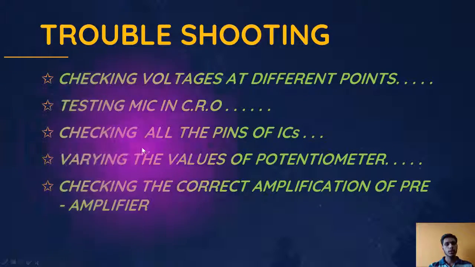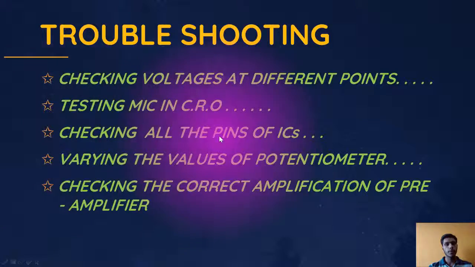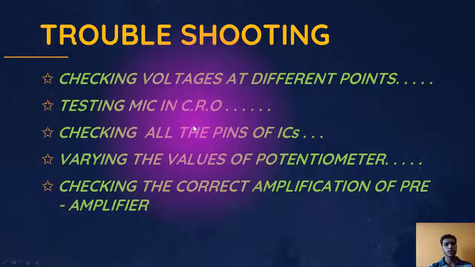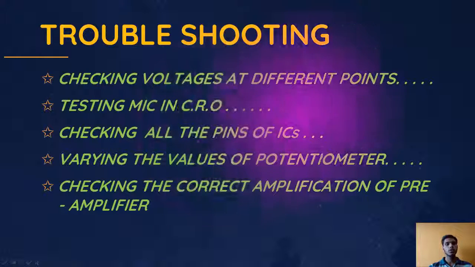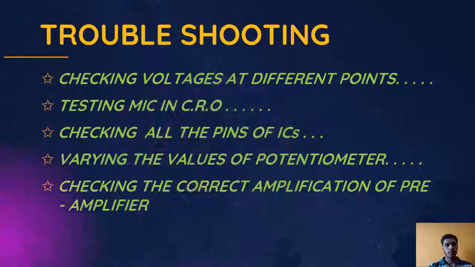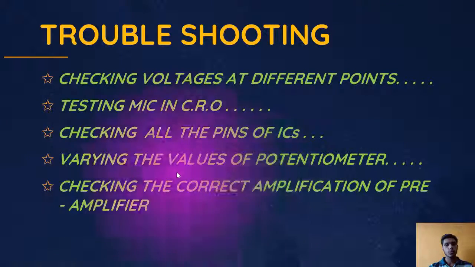Now, this is the major drawback of all the ICs, that we need to check all the pins of the ICs. When we buy any IC, the first and foremost thing that we should do is check all the pins of that IC. As there was a potentiometer in my circuit, we should also check the outputs by varying the values of the potentiometer. Now, checking the correct amplification of the preamplifier.